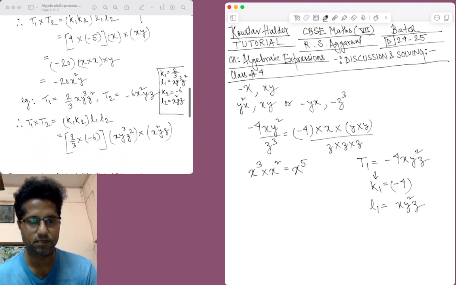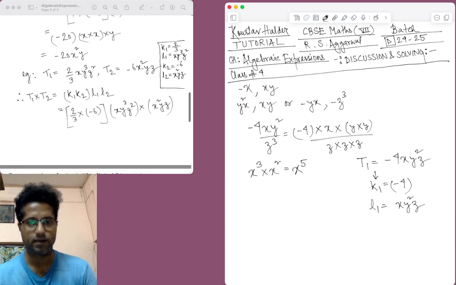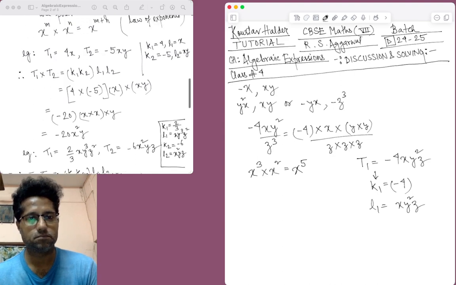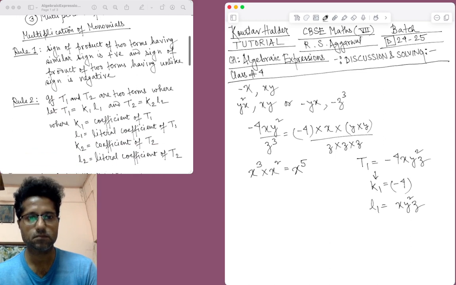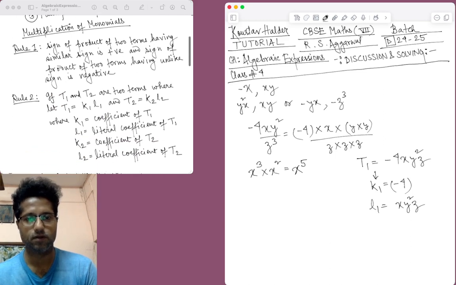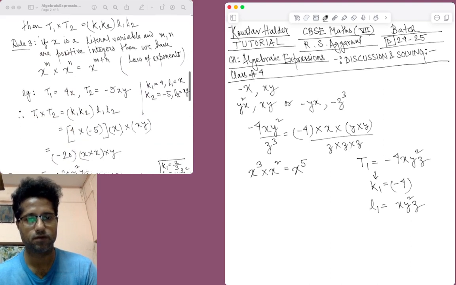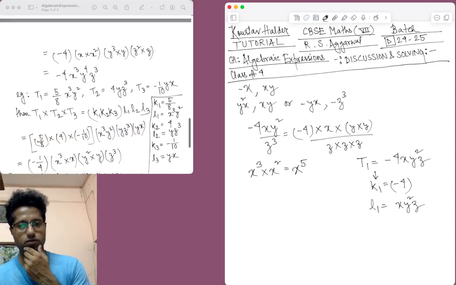Another example you can see in the notes, I will not explain it. You can take a screenshot. If you wish, you can pause the video and take a screenshot of the rules for your future reference. Okay, so this was how we do the product of two terms.